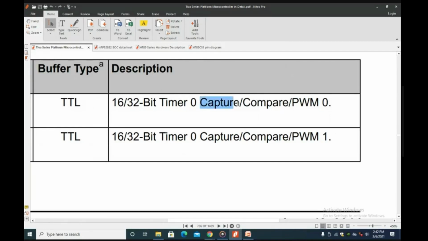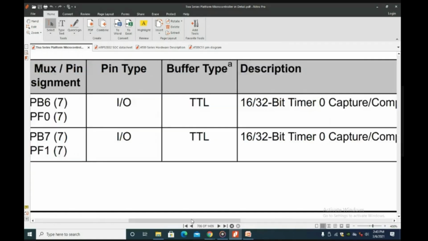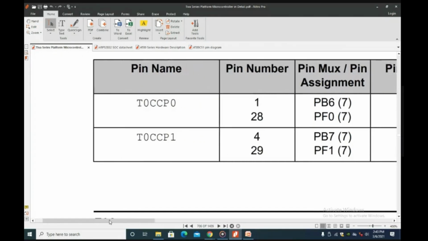So when the timer is used in capture mode, this pin is used to capture the timer value during a transition in the pin. If it is used as a capture, it is used as an input pin. Whenever there is a transition in the pin, the timer value is captured in the capture register. When we are using it in compare mode, whenever the timer value matches the compare register value, it produces a transition in the pin. Similarly, it can be used as a PWM pin. So it can be used as a PWM pin, a compare pin, or a capture pin with respect to this corresponding timer 0, capture compare pin 0.